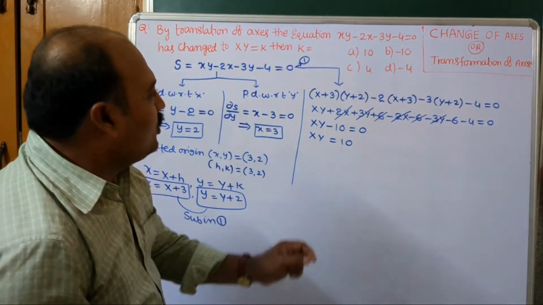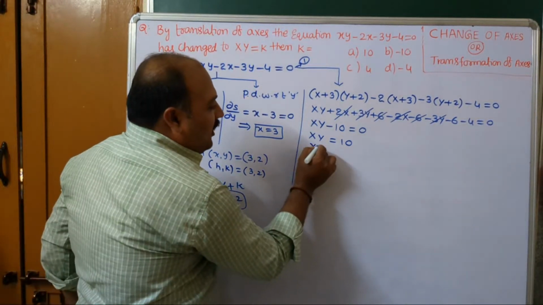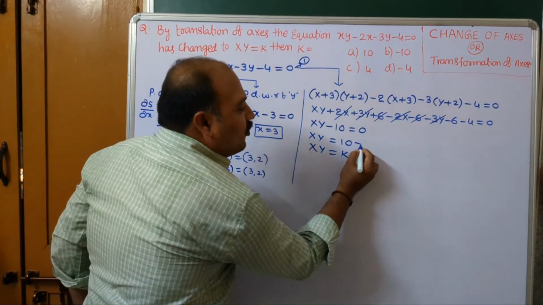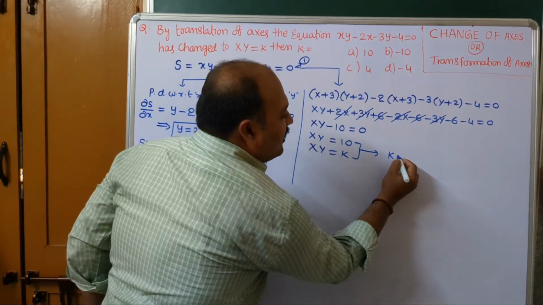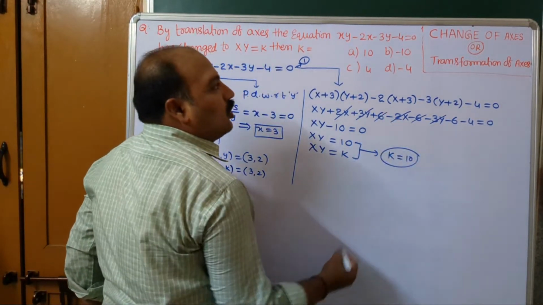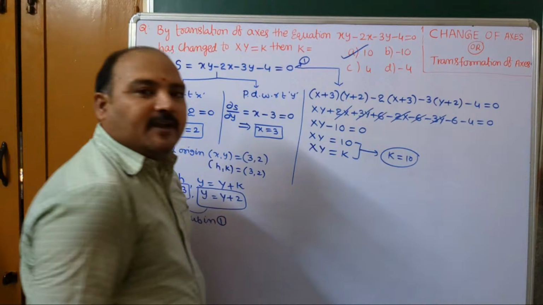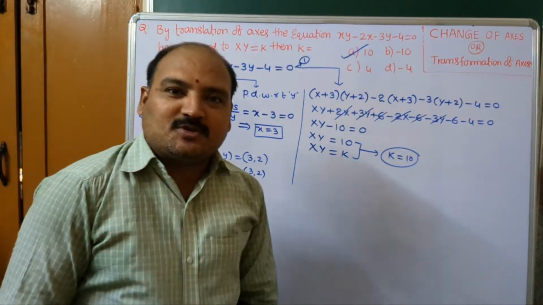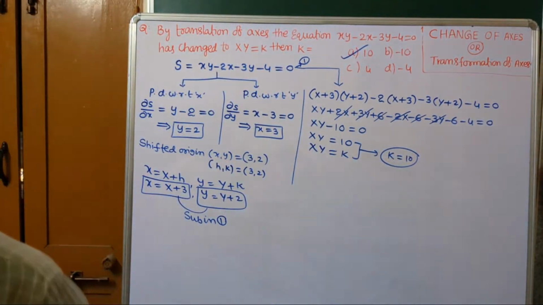This equation you have to compare with capital XY equal to k. From this comparison, k is equal to 10. So we got the value of k as 10. It is there in the first option, dear students. I will move on to another question now.